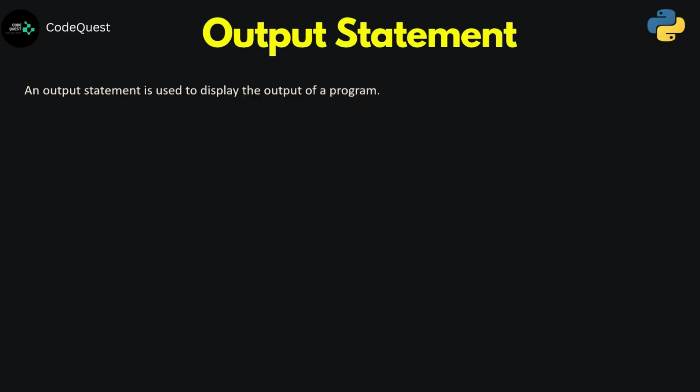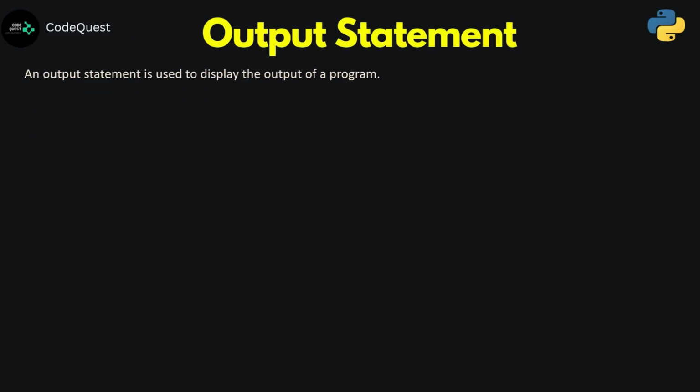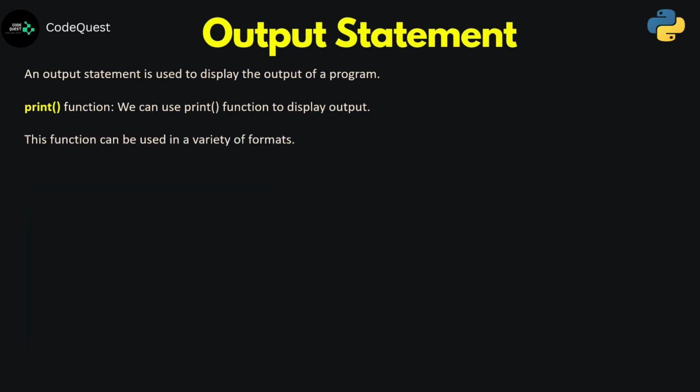Output statements are used to display the output of a program or a piece of code. The print function is the one given by Python in order to display output of a program. This function usually comes in a variety of formats. First format, print function without any argument. This is used whenever you want to print a new line character.